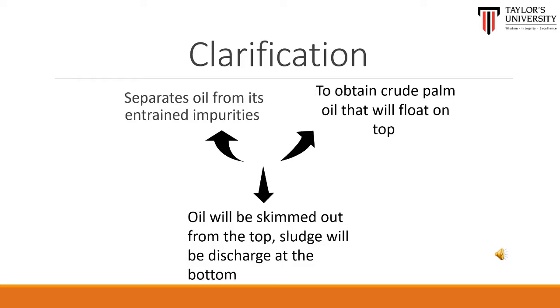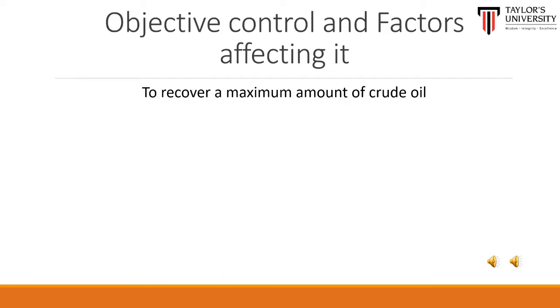the top. Crude oil goes through the oil skimmer and will be transferred out, while sludge will be discharged at the bottom. The objective of the control is to recover a maximum amount of palm oil from its insoluble non-oily solids and produce a finished palm oil that is both clean and dry.